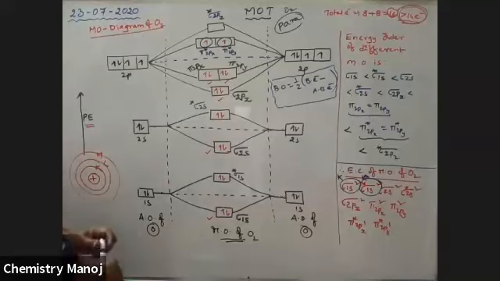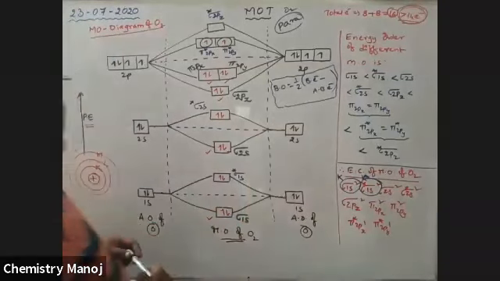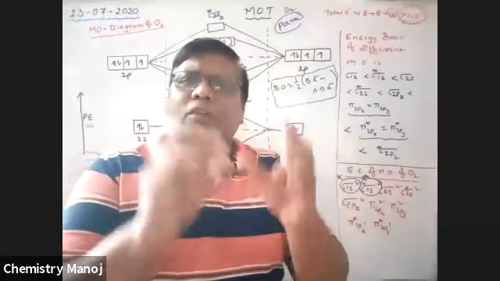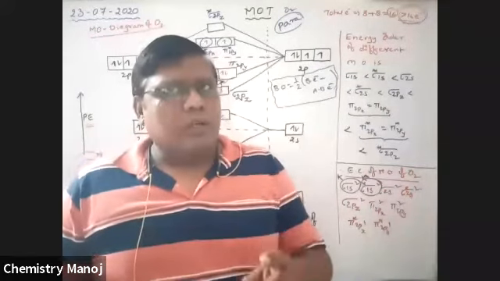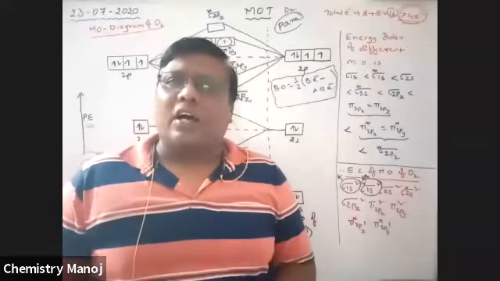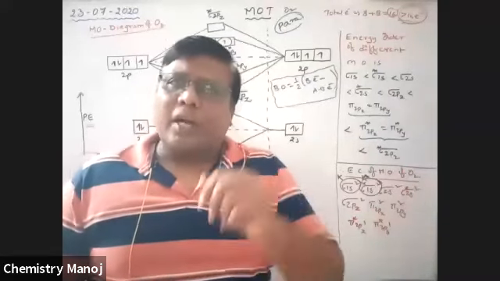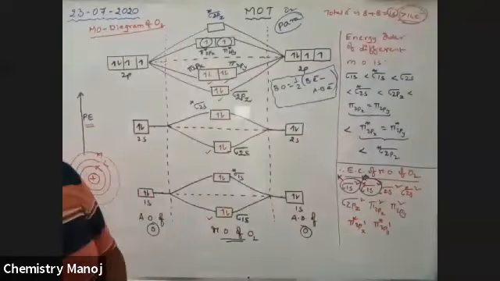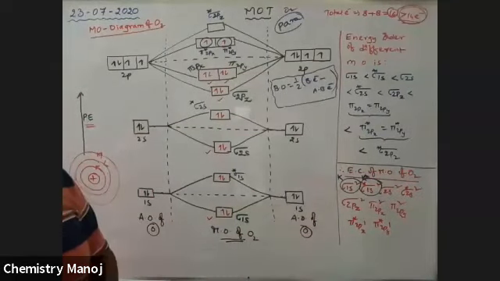Now, I am trying to calculate the bond order. That means how many bonds are present between oxygen and oxygen in the O2 molecule. No doubt, we know there is a double bond between oxygen and oxygen. That means the bond order in the O2 molecule is 2. That is calculated with the help of this formula, with the help of this diagram.